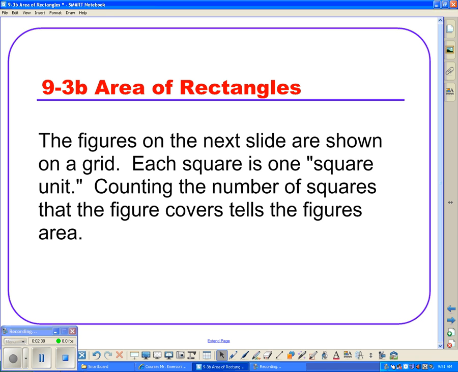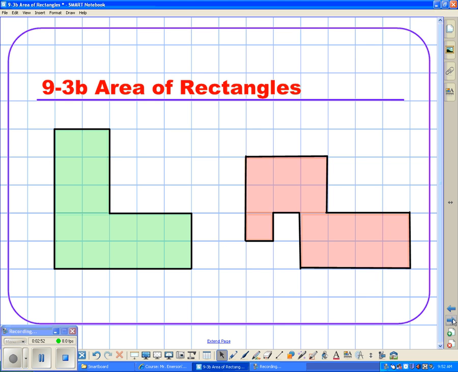Okay, so the figures on the next slide are shown on a grid, and each square is one square unit. So we can find the area by counting the number of squares that the figure covers. And again, that's how we would tell that figure's area. So some simple figures, and again, we would just count. 1, 2, 3, 4, 5, 6, 7, 8, 9, 10, 11, 12, 13, 14, 15, 16. So the area of this green figure would be 16 square units.